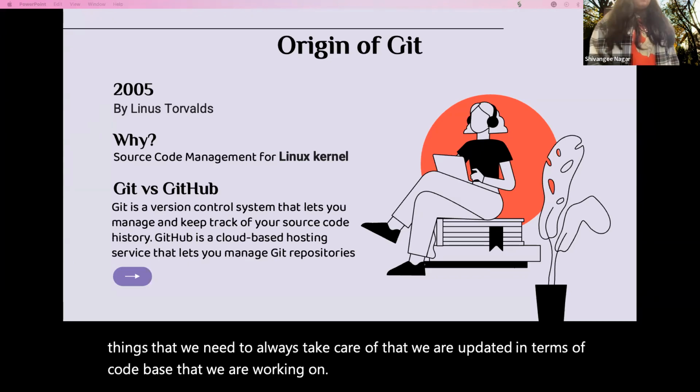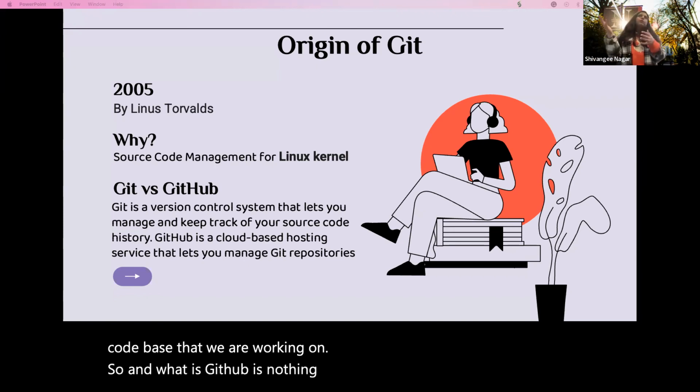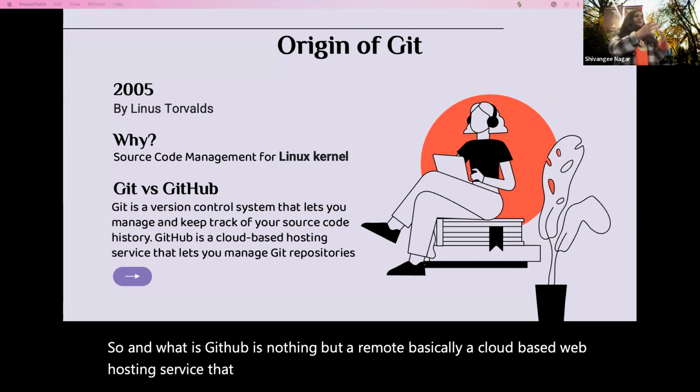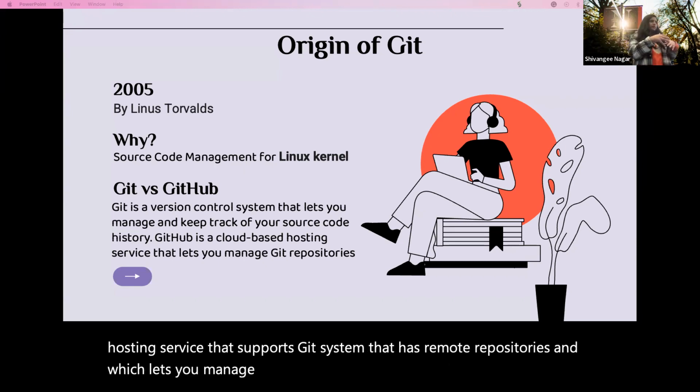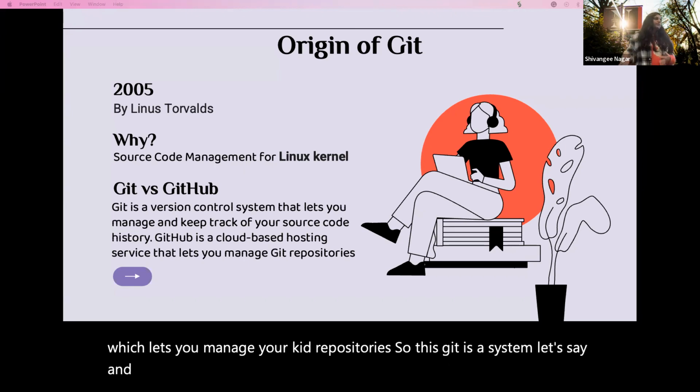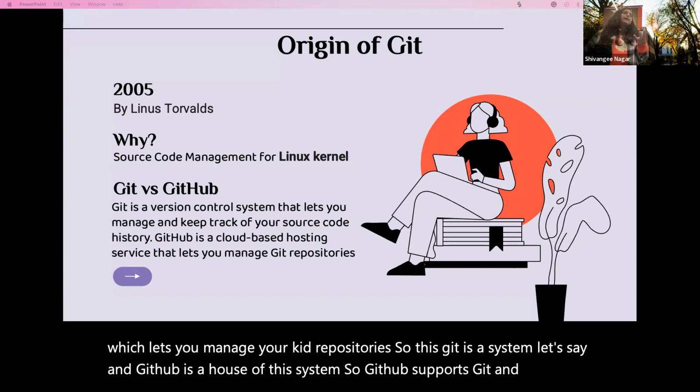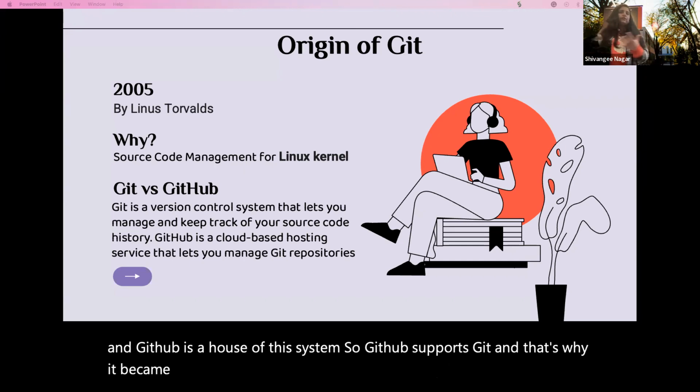And what is GitHub? It is a cloud-based web hosting service that supports the Git system, that has remote repositories and lets you manage your Git repositories. So Git is a system, let's say, and GitHub is the house of the system. GitHub supports Git, and that's why it became the most supported version house.